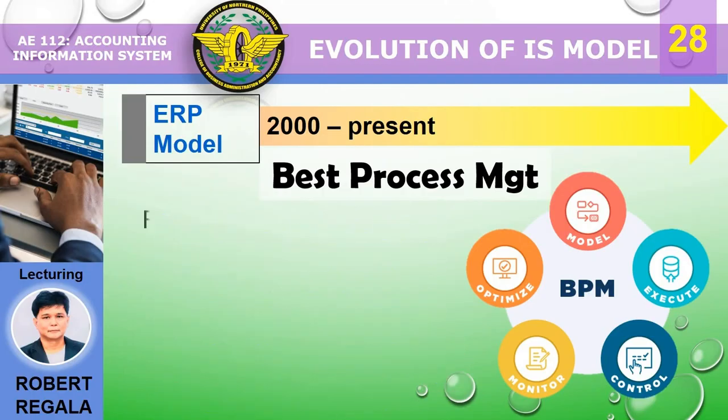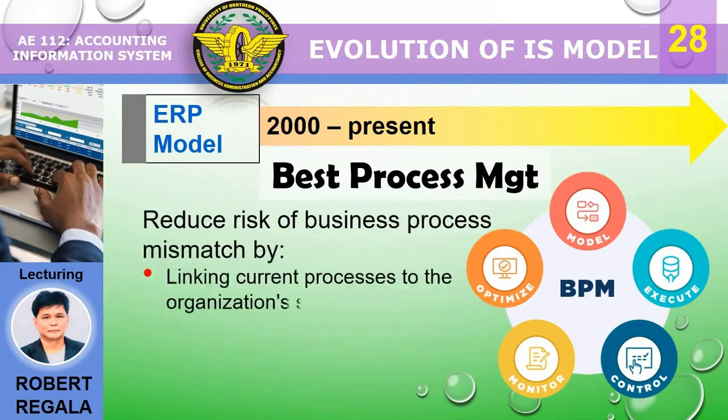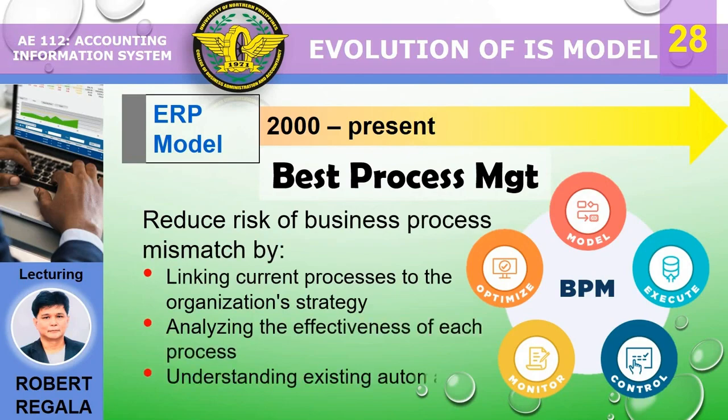Research indicates that risk of business process mismatch is decreased by linking current processes to the organization's strategy, analyzing the effectiveness of each process, understanding existing automated solutions.